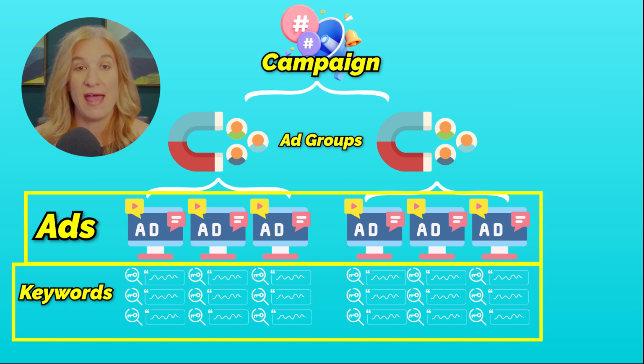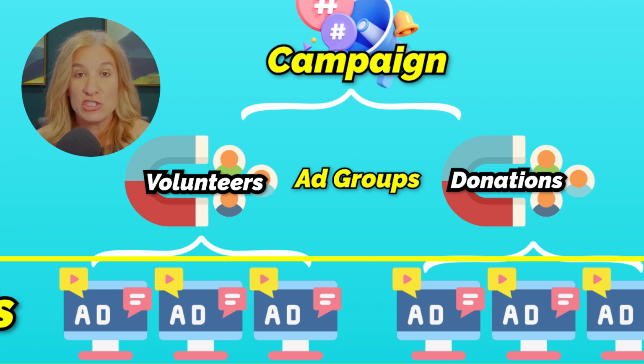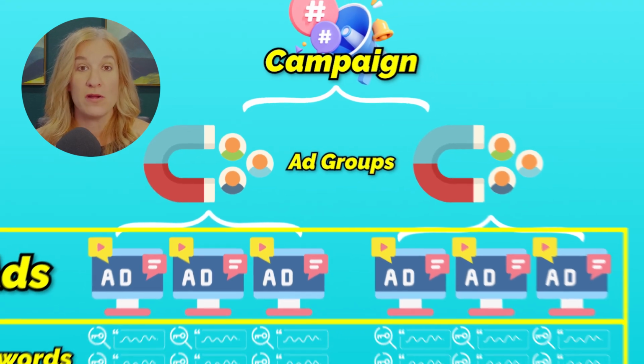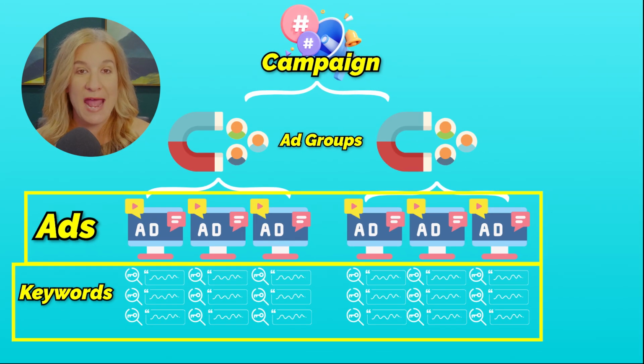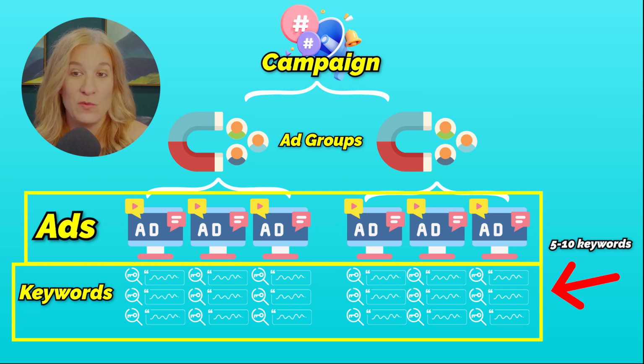So you'd potentially have one for volunteers. You'd have another ad group for donations. You might have another one for an online store. All of those ad groups, again, are where you put your keywords to target those various areas that you want to promote. So making sure that you have relevant ad groups with closely related keywords. Each ad group should have at least 5 to 10 keywords within it.